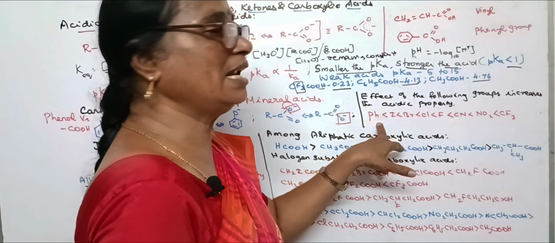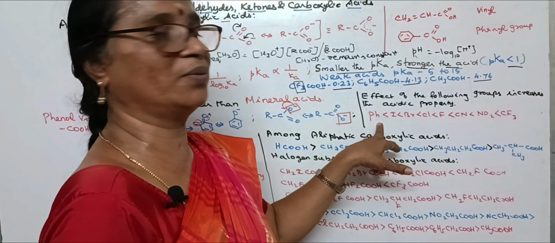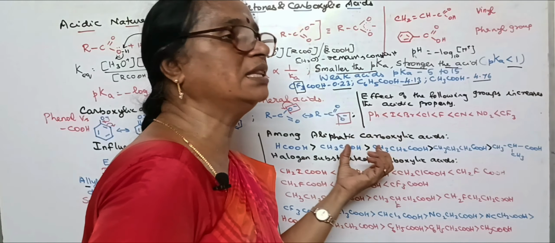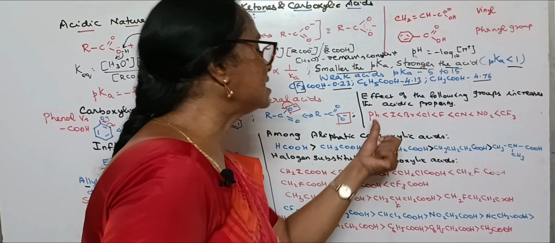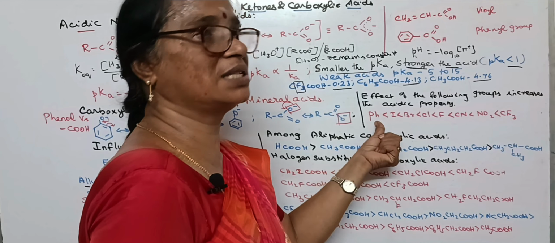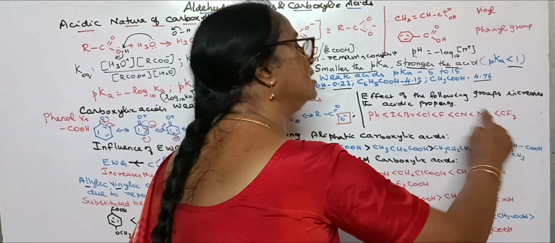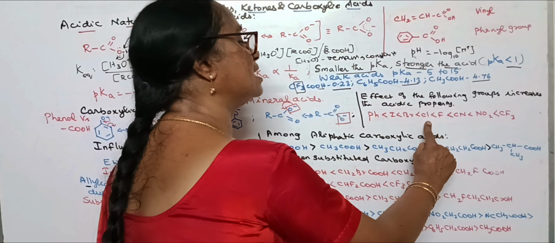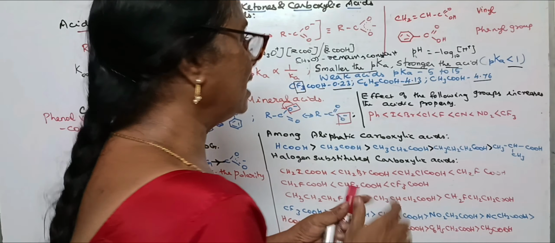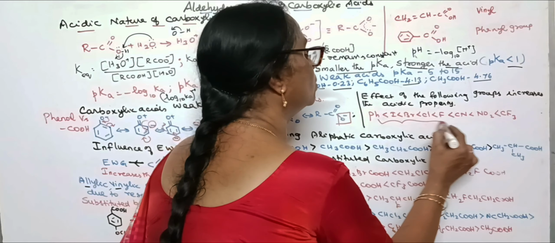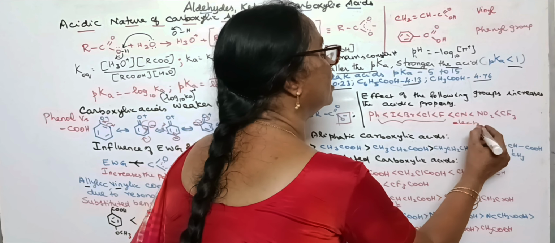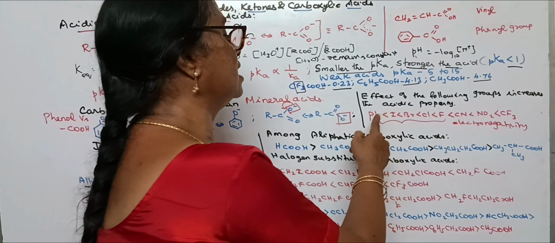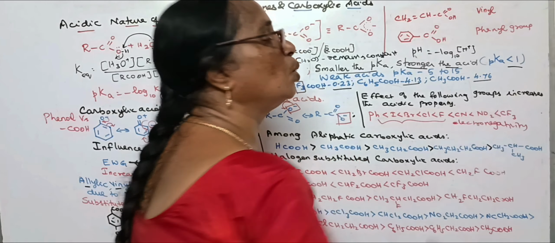See, if phenyl is there, phenyl is C6H5. So the presence of C6H5 in the carboxylic acid decreases the acidic property of the carboxylic acid, and hence you can find the increasing order: phenyl less than iodide, less than bromide, less than chloride, less than fluoride. So these are arranged according to their electronegativity. The electronegativity of these substituents goes on increasing from phenyl to trifluoromethyl.